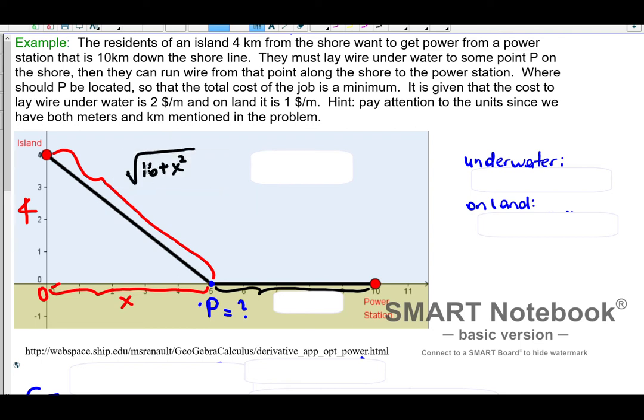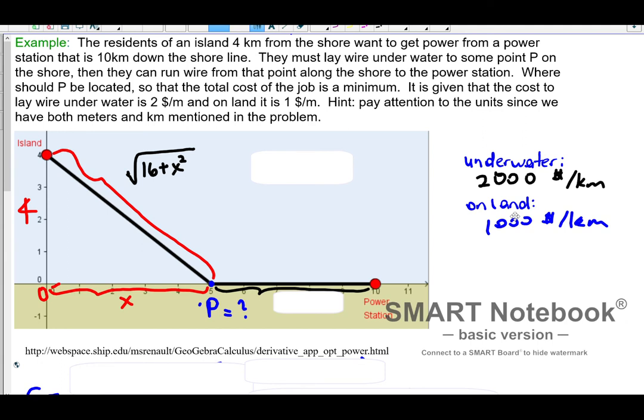And 4 squared is 16. So the length of the hypotenuse, the part that is going underwater, is the square root of 16 plus x squared. Now let's not forget the cost. So the cost of going underwater is $2 per meter, and per kilometer that is $2,000 per kilometer. And on land, the cost is $1 per meter, so that's $1,000 per kilometer.